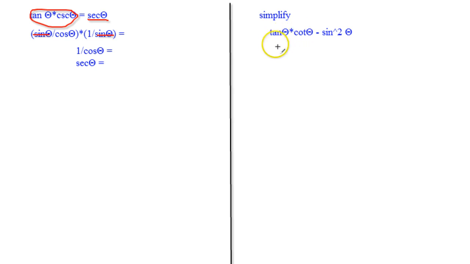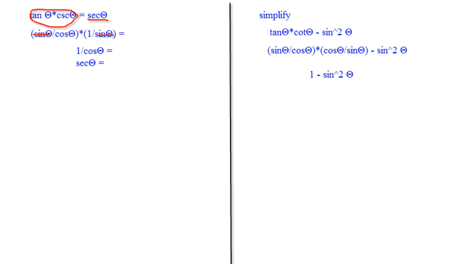All right. Now, some really quick things. Let me see. Tangent is sine of theta divided by cosine of theta. And then cotangent of theta is cosine of theta divided by sine of theta. And we got minus the sine squared of theta. Okay, well, if you notice, these are just reciprocals of each other, and when we multiply reciprocals, we get 1. So 1 minus sine squared of theta.